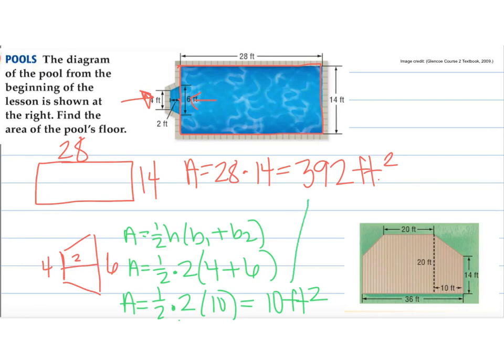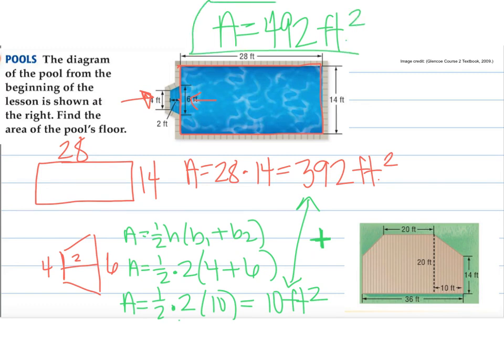And now I have to add these together. So 392 feet squared plus 10 feet squared. So the area of the whole entire pool is 402 feet squared. All right, here's my challenge for you.